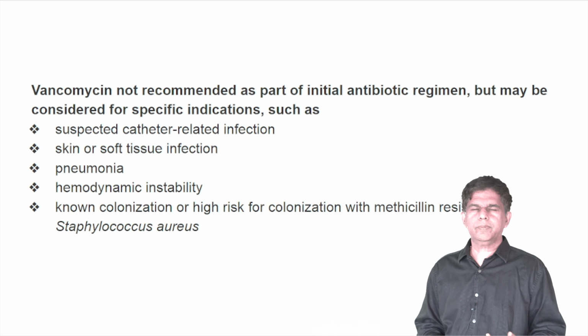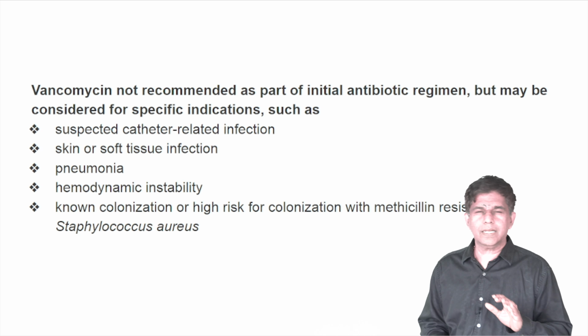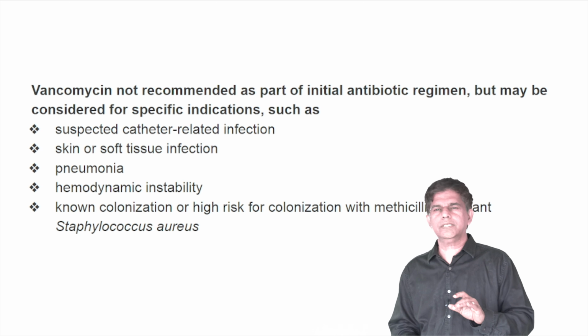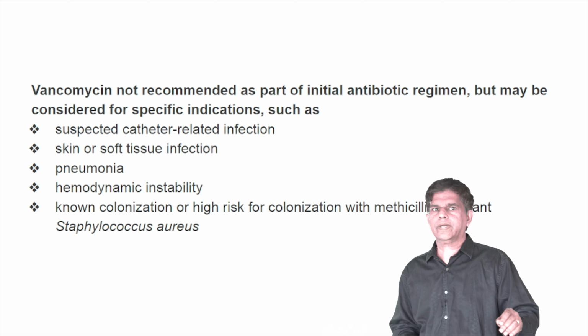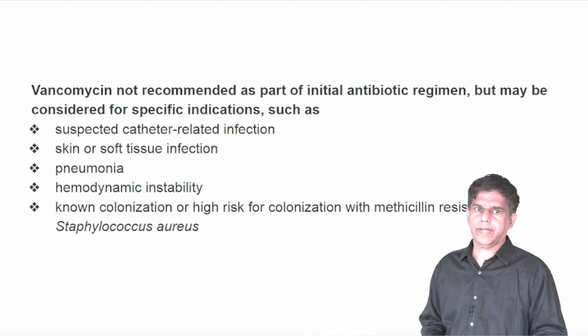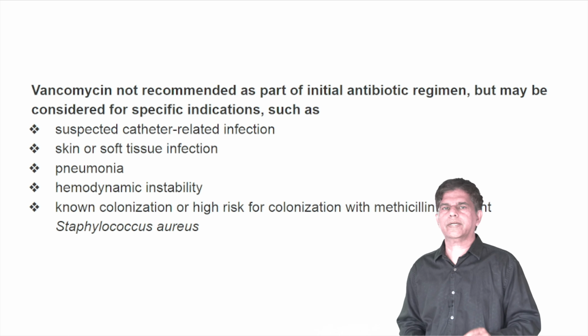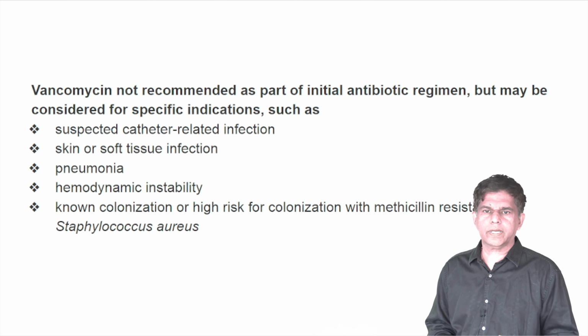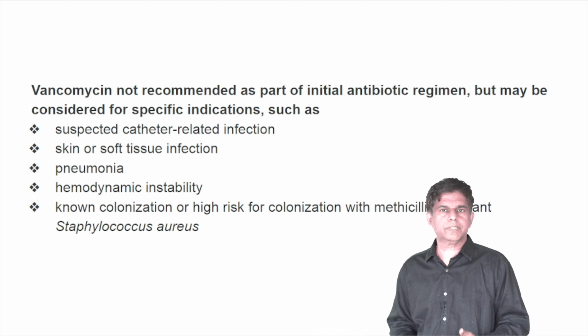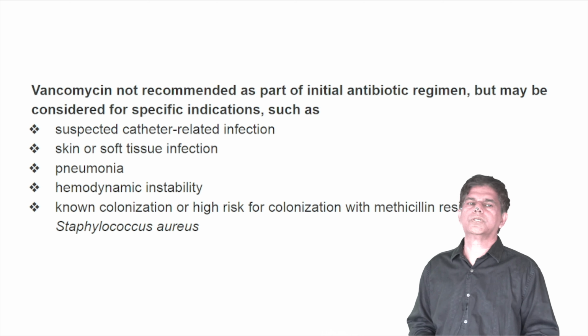And vancomycin. When do we give vancomycin? It's not usually recommended in the initial stages, but for any of the following suspected categories you can use vancomycin: suspected catheter-related infection, skin or soft tissue infection, pneumonia, hemodynamic instability, or known or high-risk colonization, such as colonization with MRSA. Those are the conditions where you can use vancomycin.